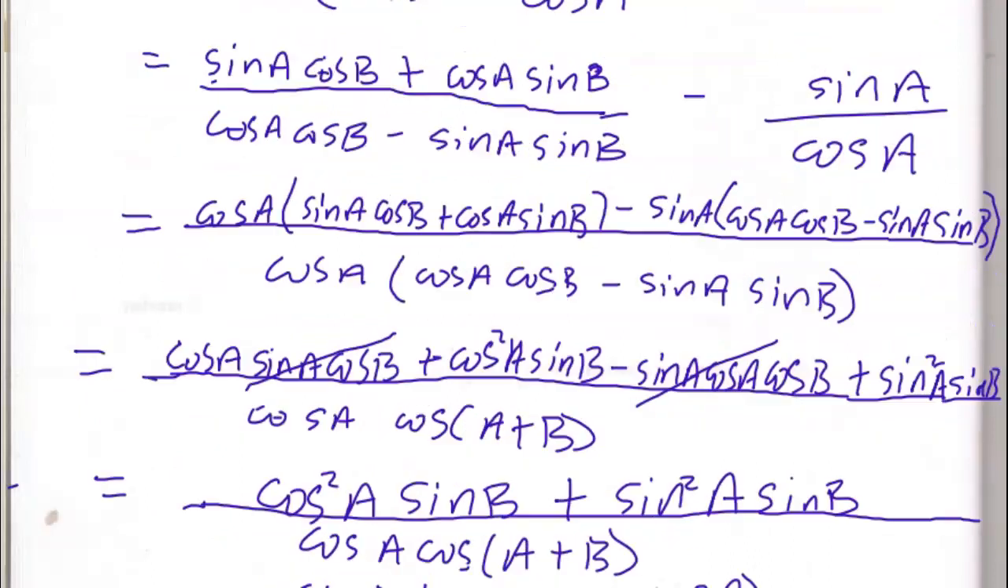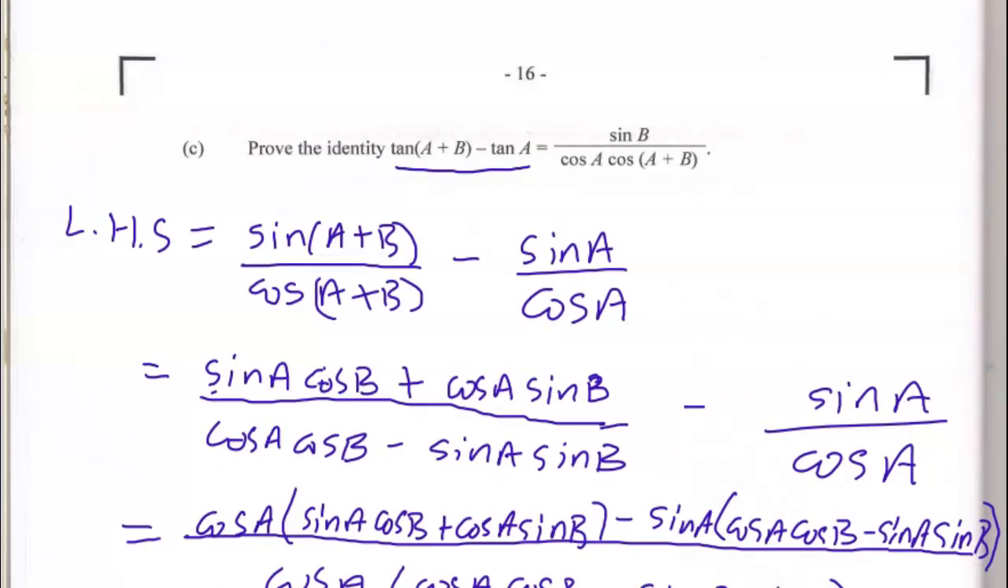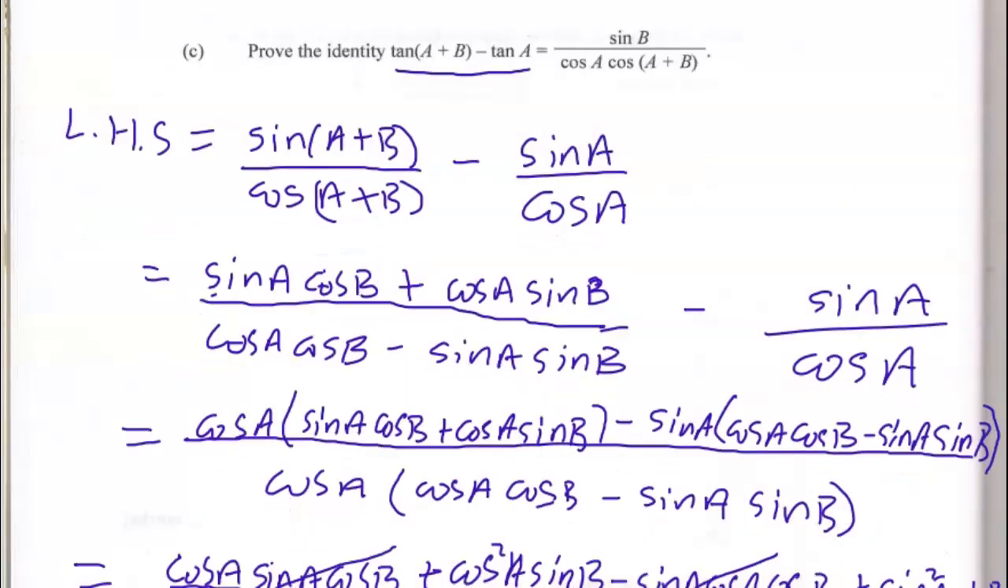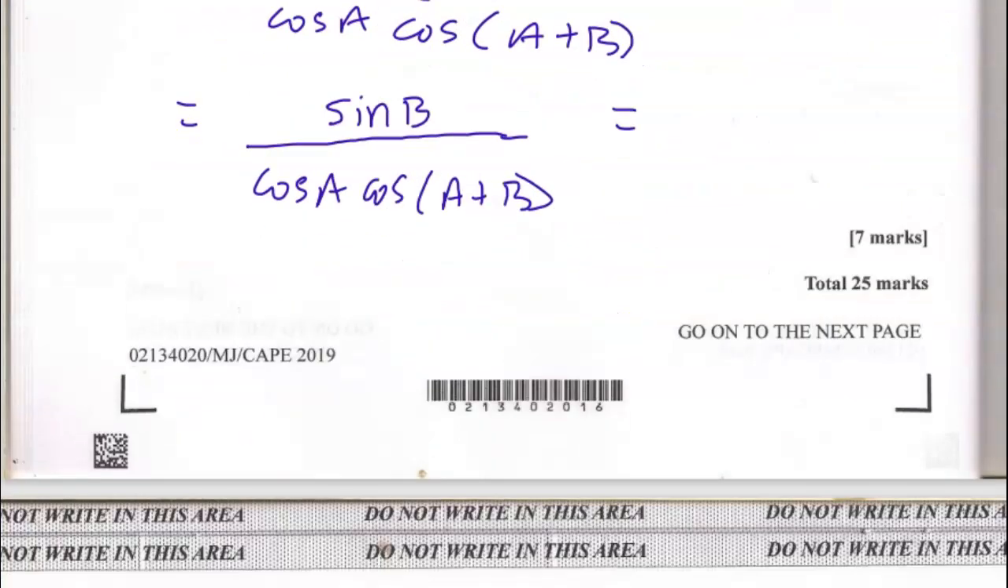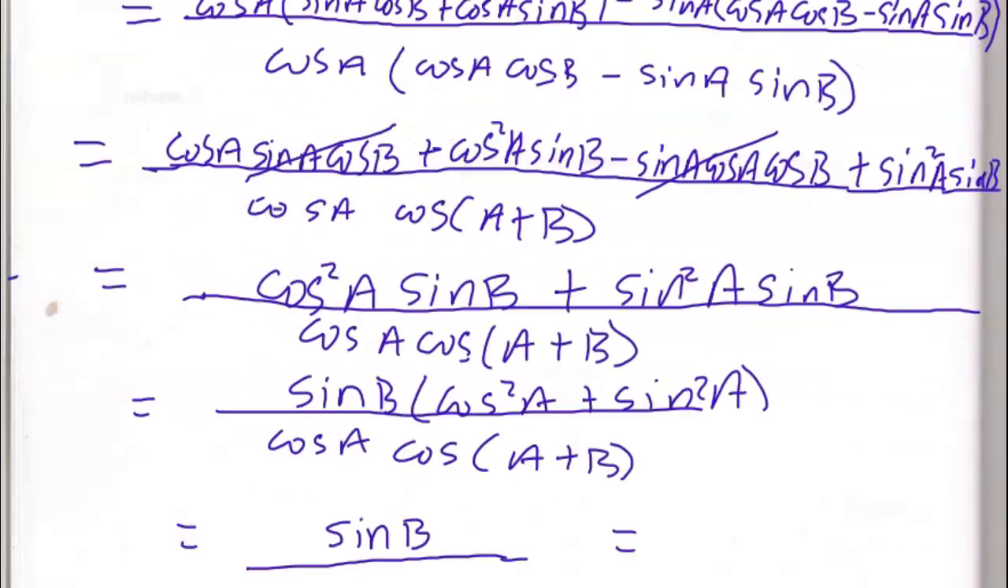So that's what we have on the right hand side, right? Sin B for the numerator, same denominator. So the left hand side equals the right hand side, and our proof is complete.